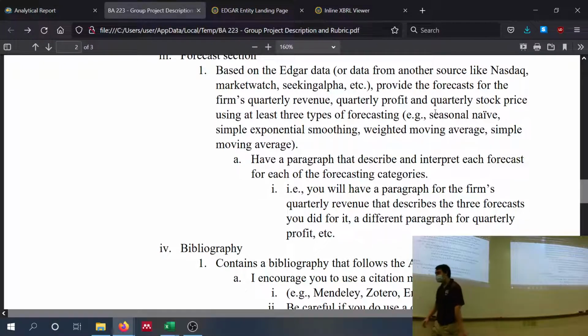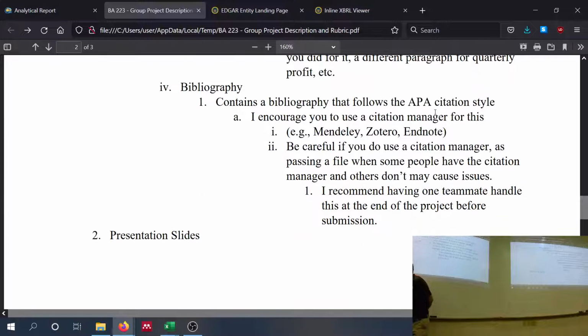So, lastly, bibliography. Like I say, I suggest using a citation manager. Personally, you can tell I use Mendeley. I'm not requiring you to use Mendeley, but it's a pretty decent one. There's lots of different options out there. Zotero, EndNote. The problem with these is that if one person has it and the others don't, and they pass the file around, it could get some corruption issues. My advice is to have one person do it at the end. Now, certainly keep note of what source you've used where, but, ultimately, leaving that up to you.